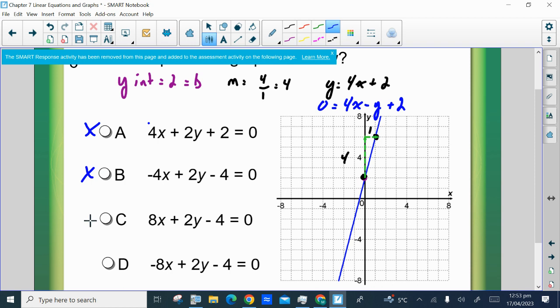Let's look at answer C. It has a first term of 8x, which we would get by multiplying everything here by 2.